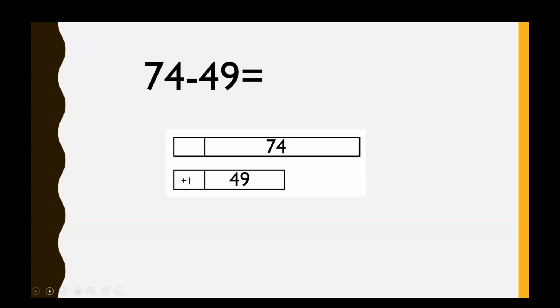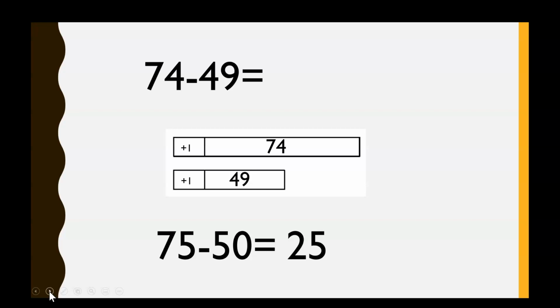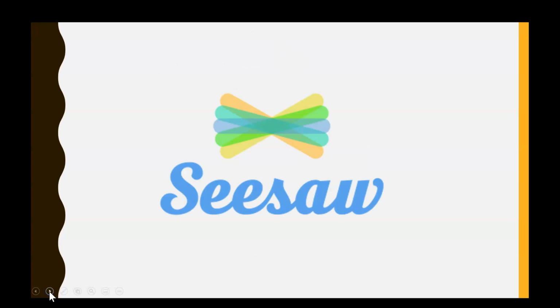So I put 1 here because we needed 1 more to add to the 49. And if we add 1 more on the bottom, we need to add 1 more to the top. So our new equation is 75 minus 50. If we take 5 tens from the 70, we have 25. So 74 minus 49 equals 25. It is now your turn.